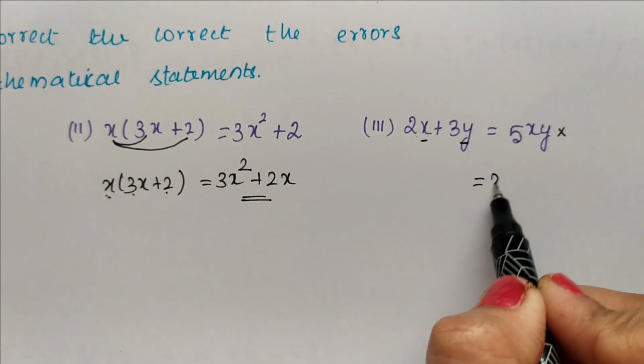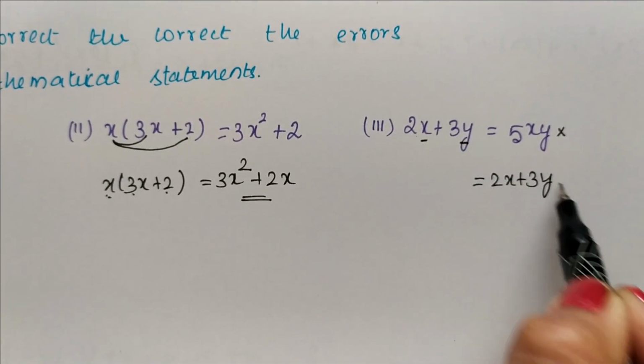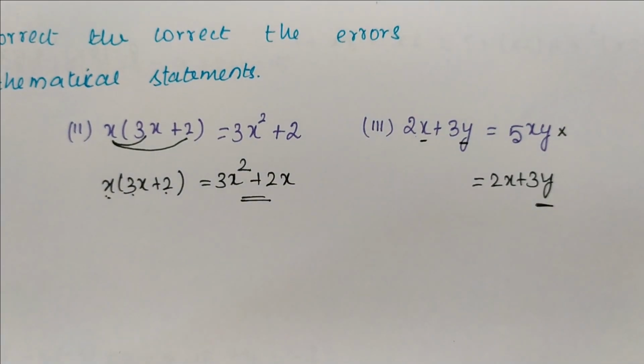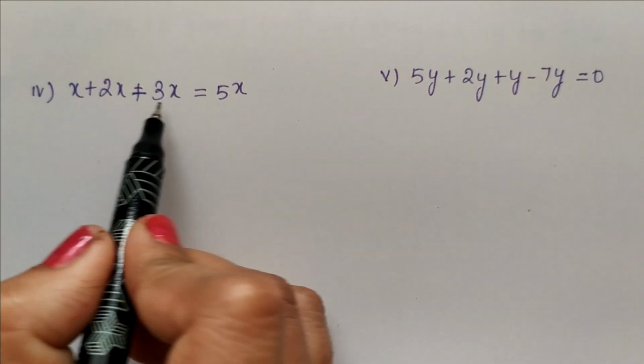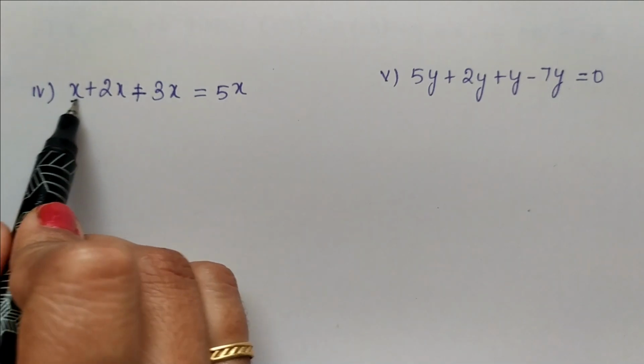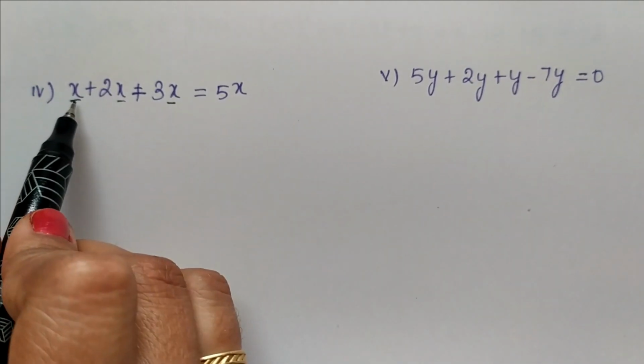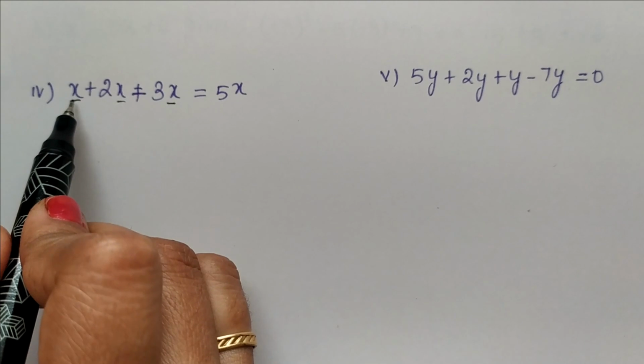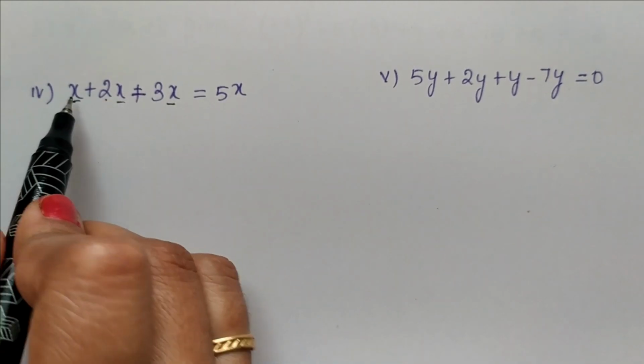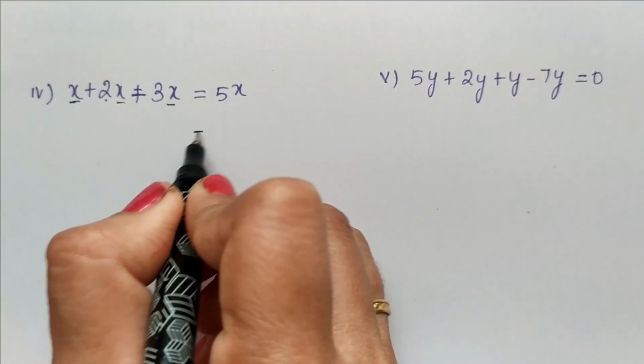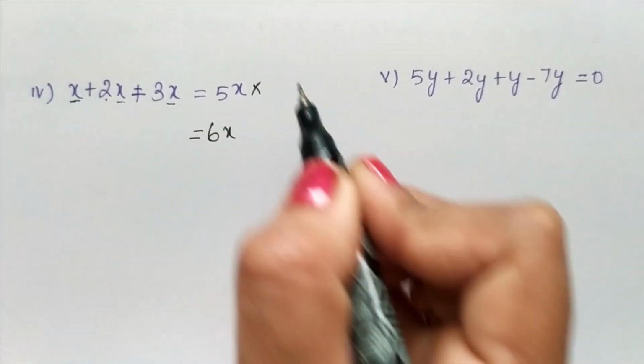So the answer is 2x plus 3y. X plus 2x plus 3x. So here we have like terms. We have x is the like term. So here x plus 2x is 3x, 3 plus 3 is 6x. So the answer is 6x, not 5x.